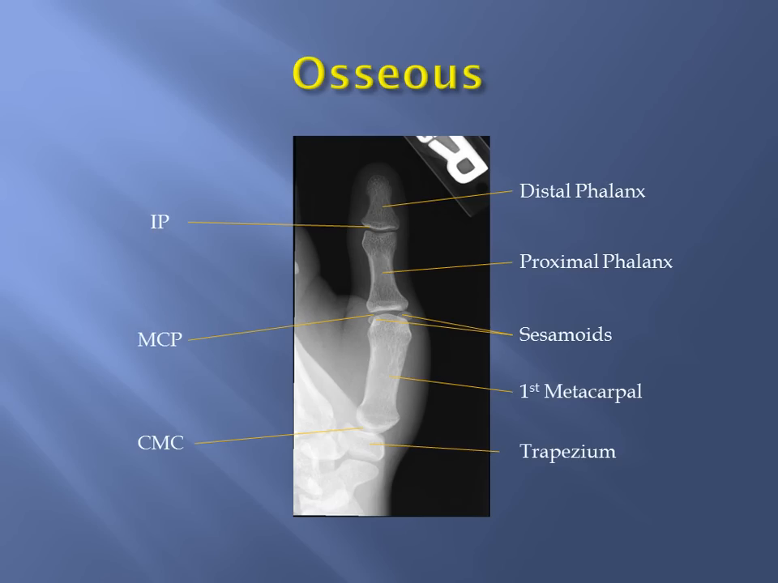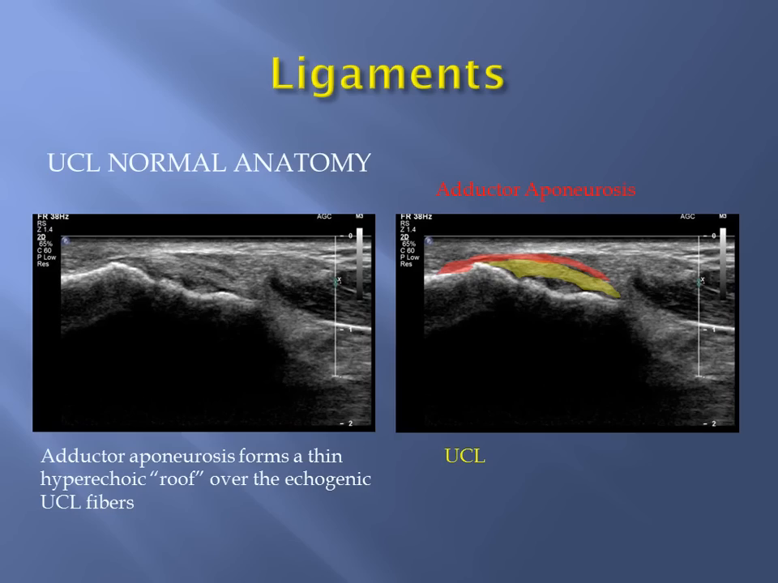Osseous anatomy is very familiar to all of us. The first metacarpal, the proximal phalanx, distal phalanx, the first carpometacarpal joint, the metacarpal phalangeal joint, interphalangeal joint of the thumb. To start off the soft tissue evaluation with ultrasound, I'll begin with the ulnar collateral ligament.